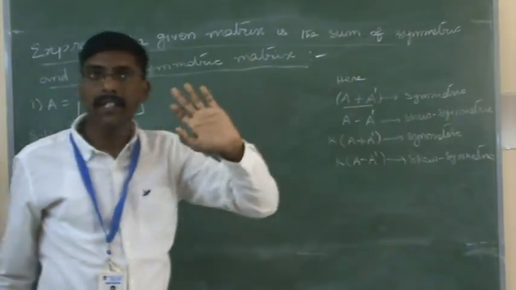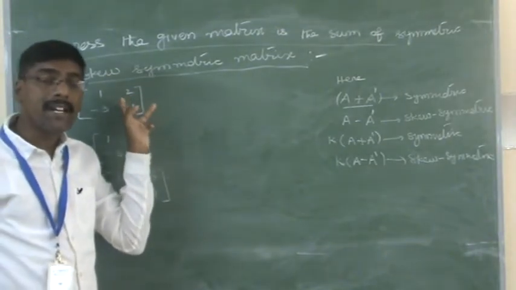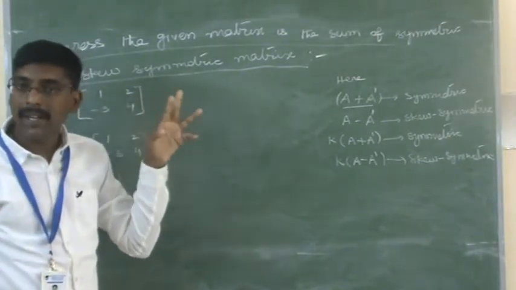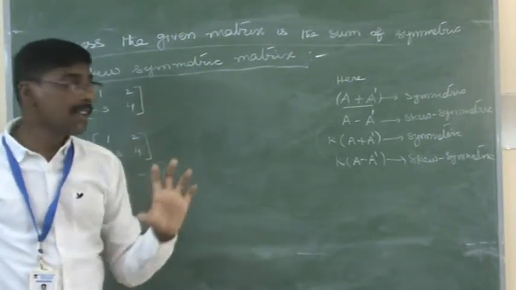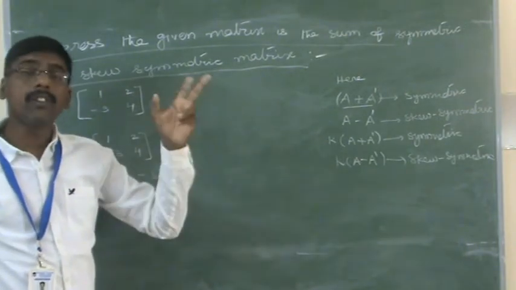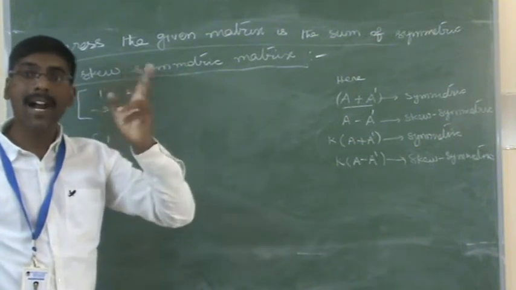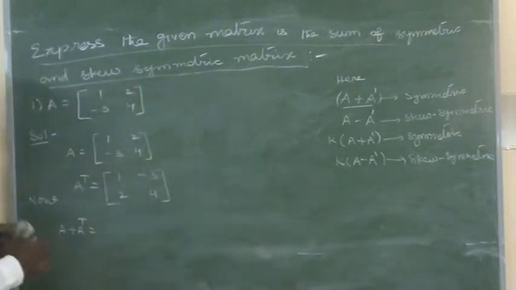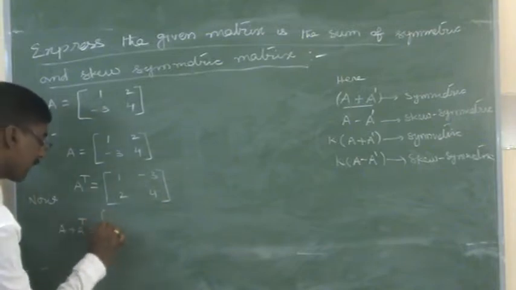The given matrix A can be represented as the sum of a symmetric and a skew symmetric matrix. First we need to calculate one symmetric matrix, and then one skew symmetric matrix. Both we add, and we get the same matrix A. That is the sum, the addition of two matrices. So we need to find out A plus A transpose.